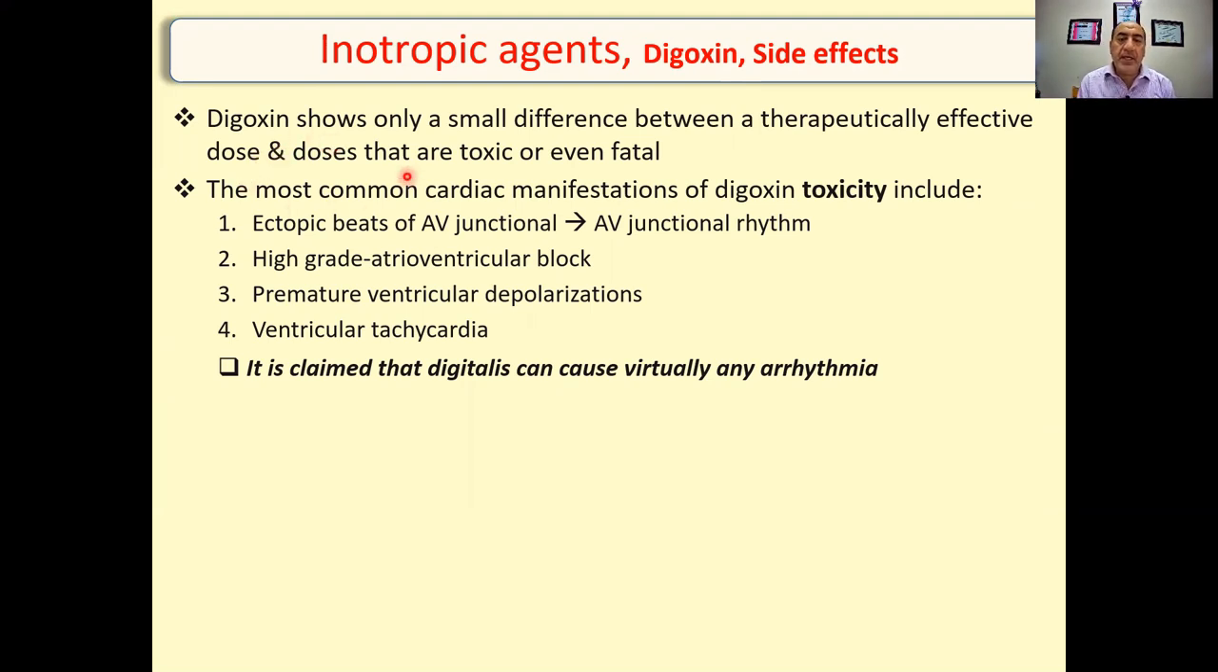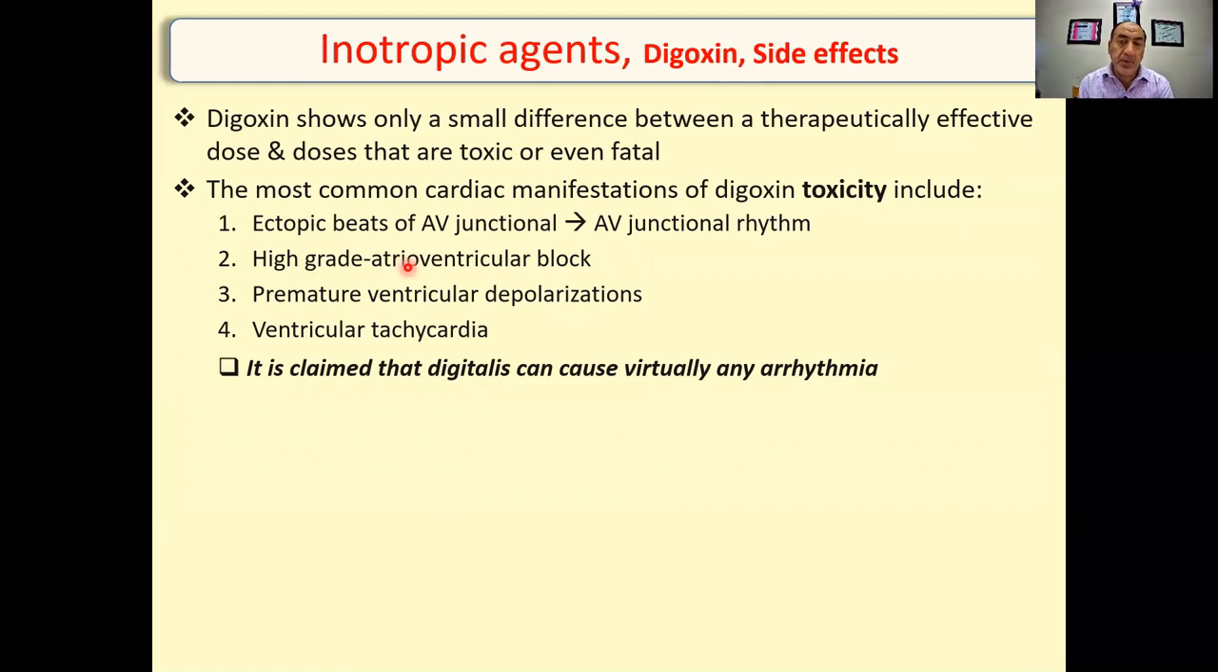Okay, so the common manifestations of digoxin toxicity include ectopic beats. You remember ectopic beats when we talked about DADs. These ectopic beats can evolve into a full action potential. So this can cause ectopic beats of AV junctional origin. This is called AV junctional rhythm. It will go more on the AV, so it will have more rhythm of the AV. Remember, we have the SA node and the AV node, so it will follow the AV node, the atrioventricular junction.